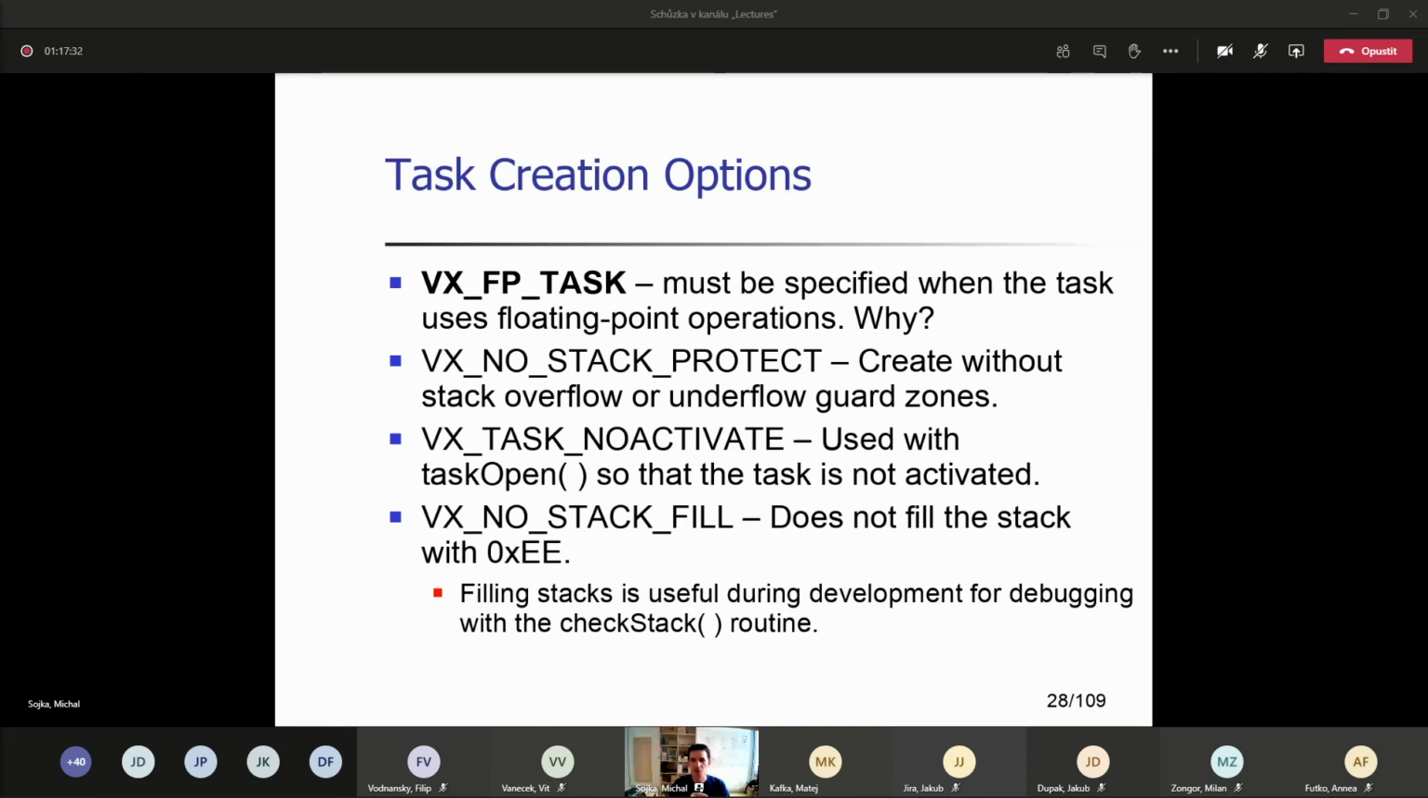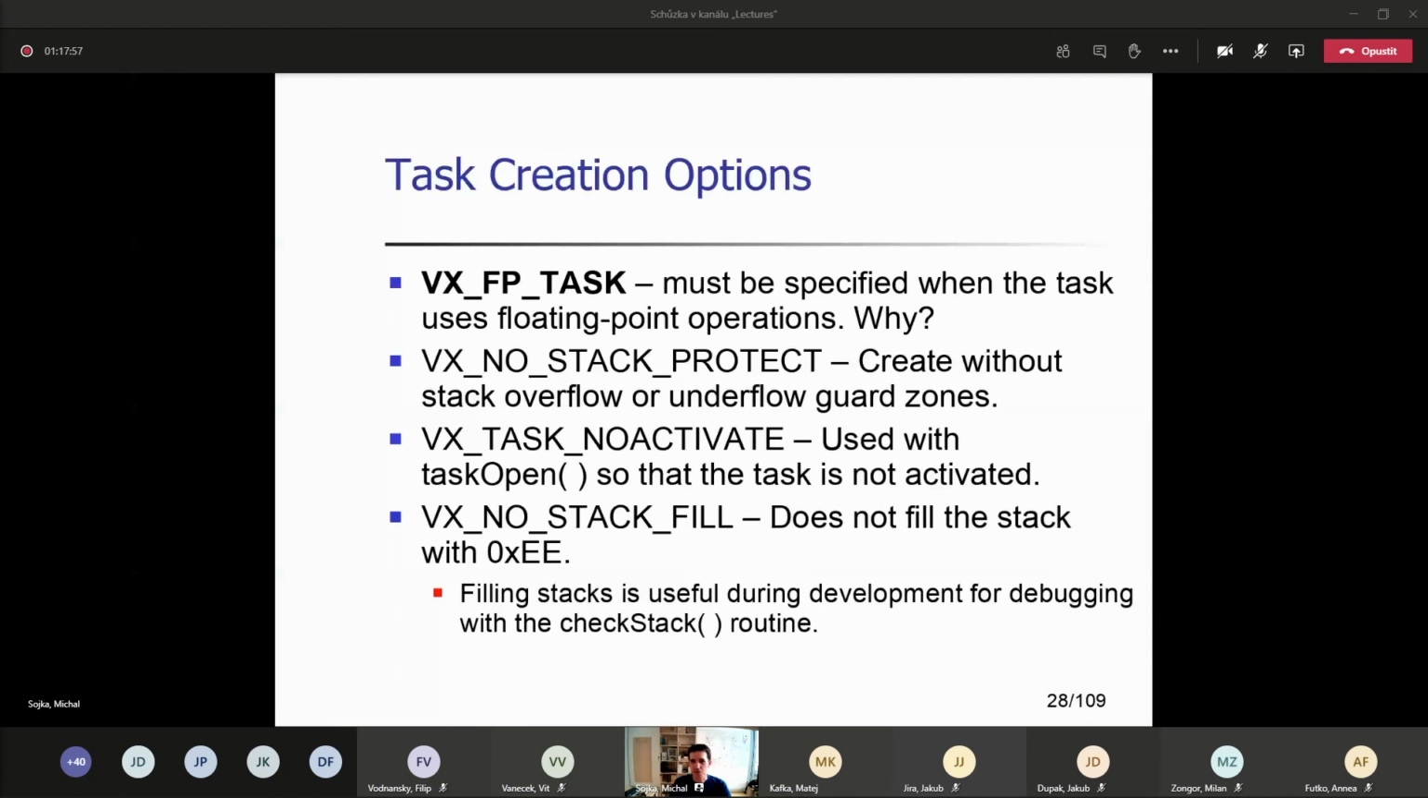So if you program anything under VxWorks and you see strange messages about floating point, just remember this and double check that for all your tasks which use floating point operations, like float or double variables, you have this task flag set. And then there are some other flags like no stack protect and so on. These are various stack protections, things that basically protect you against stack overflow.